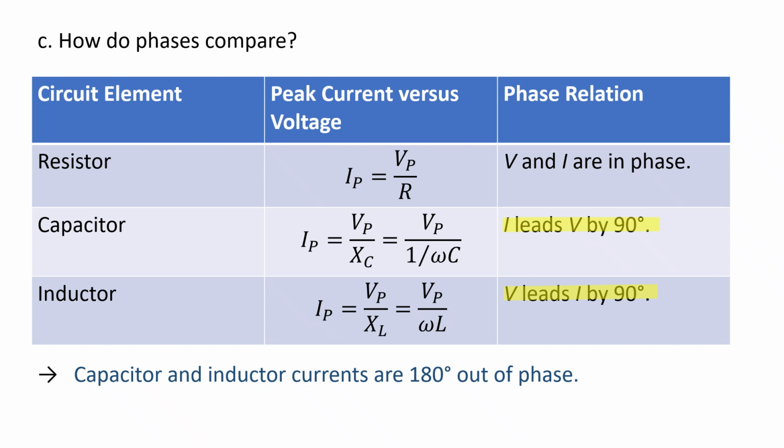And how do the phases compare? Well, remember, back to this chart, when we have a capacitor with an alternating current, we can say based on the sine wave equations, that current leads voltage by 90 degrees. For the inductor, the voltage leads the current by 90 degrees, so we can say that the capacitor and inductor currents are 180 degrees out of phase.